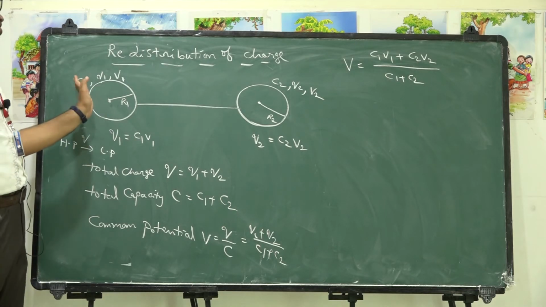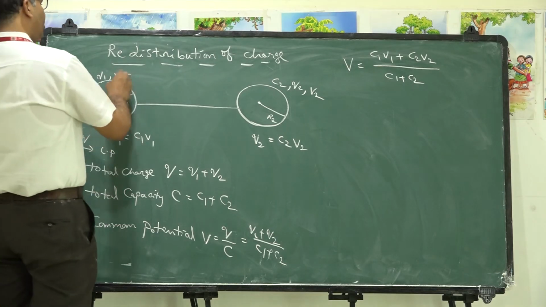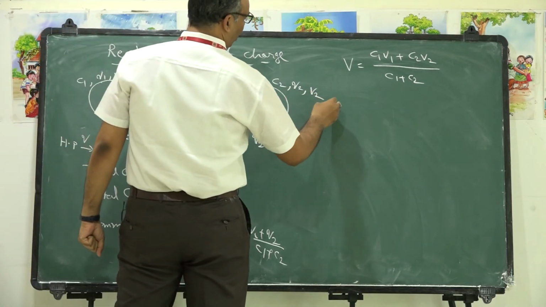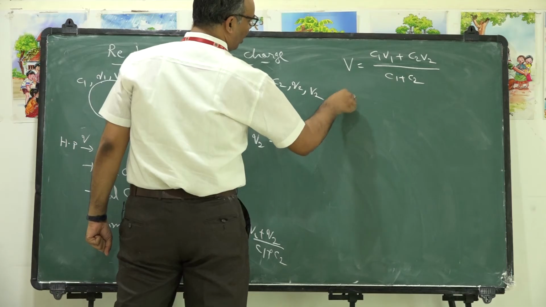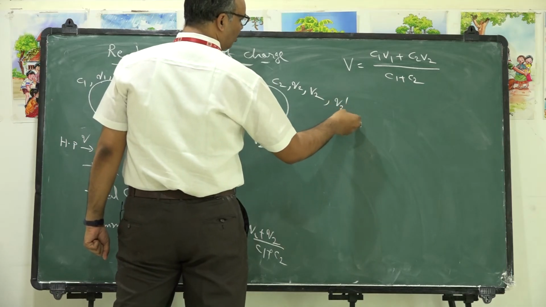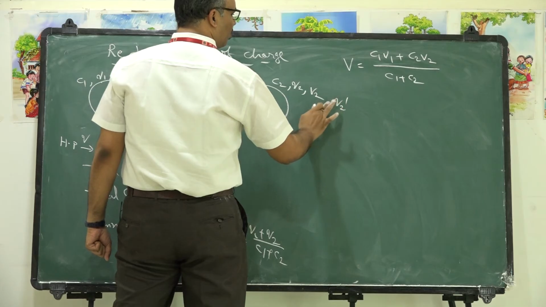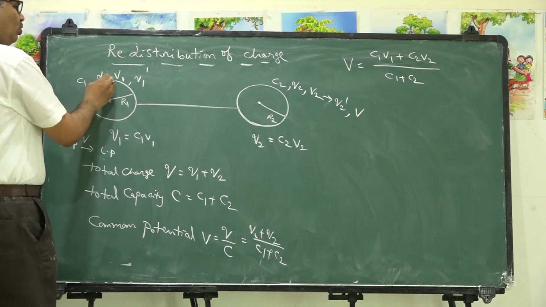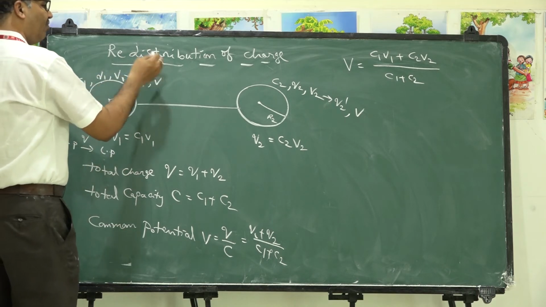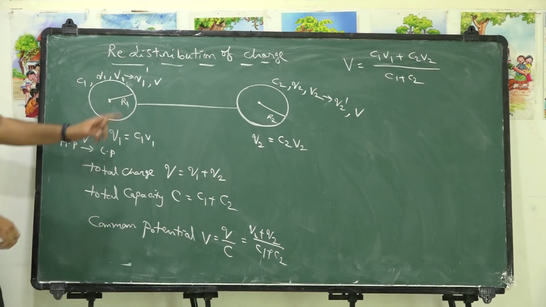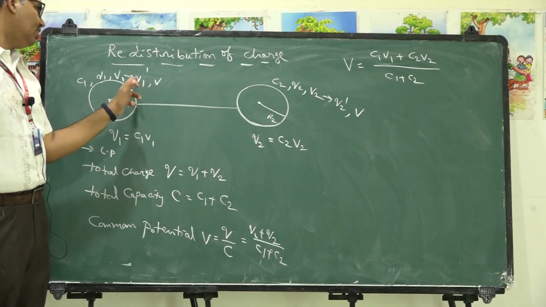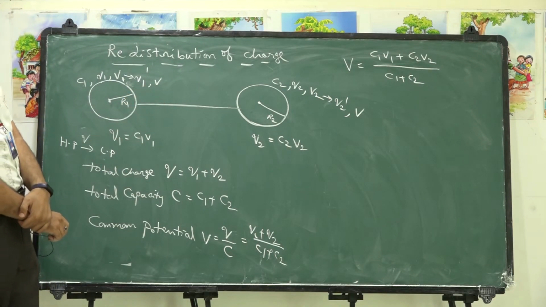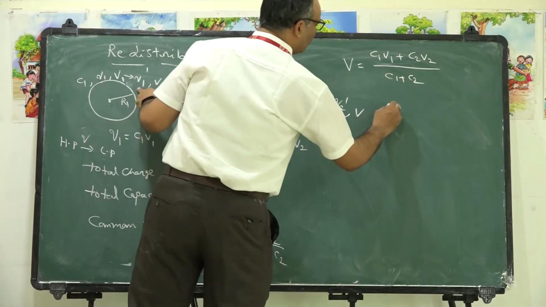The common potential V is given by that formula. Once the charge transfer happens, let the final charge available on the first sphere be Q1 dash, and the final charge attained by the second sphere be Q2 dash. Once it attains Q2 dash, what will happen? The potential becomes V. That means it is moving from a state of C1, Q1, V1 to Q1 dash, V. Capacity will not change. Both are getting a common potential. Once they attain the common potential, the charge on the first sphere is Q1 dash, the charge on the second sphere is Q2 dash. How to get Q1 dash?